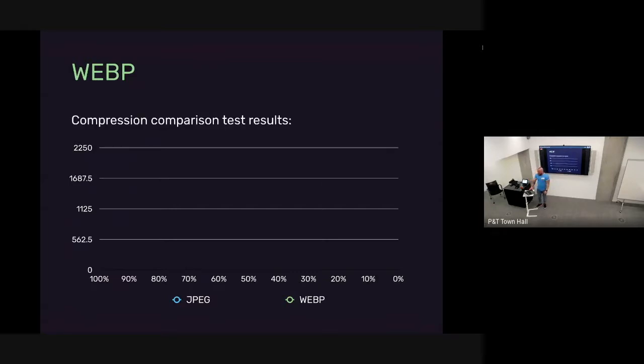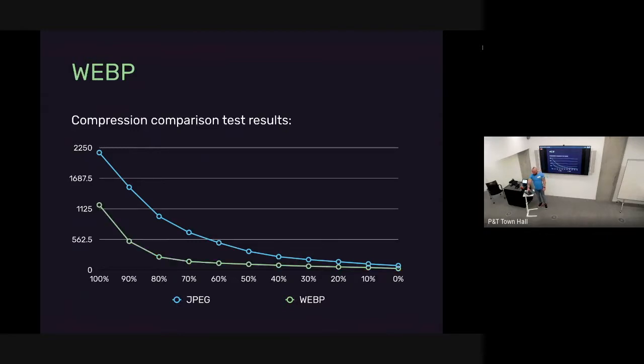So if we look at the compression results for a JPEG, we start off at 100%, 1500 by 2000 pixels, at just under 2.25 meg. And it goes all the way down to about 60K, I think, at the end. WebP, we start off at 100% at just over 1.1 meg, and then it goes down to about 25% better quality than a JPEG at the end. So WebP is normally a lot smaller than JPEGs. So it's definitely worth looking at if you can output your images in WebP format as well.